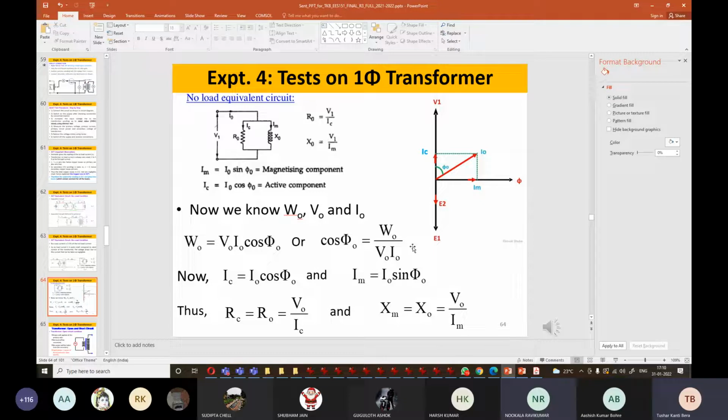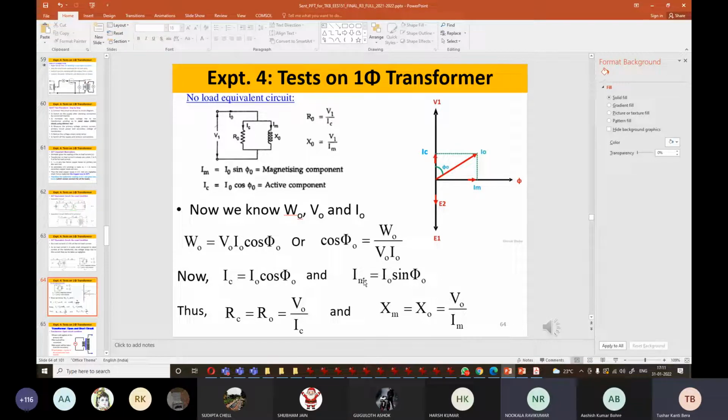And if we have I0 and cos phi 0, then we can get IC equal to I0 cos phi 0 and IM equal to I0 sin phi 0. Now how is sin phi 0 calculated? Because cos phi 0 is known from the wattmeter, voltmeter, ammeter readings, sin phi 0 can be obtained. If sin phi 0 and cos phi 0 are known, and I0 is known, then we multiply I0 with cos phi 0 to get IC, and I0 with sin phi 0 to get IM.